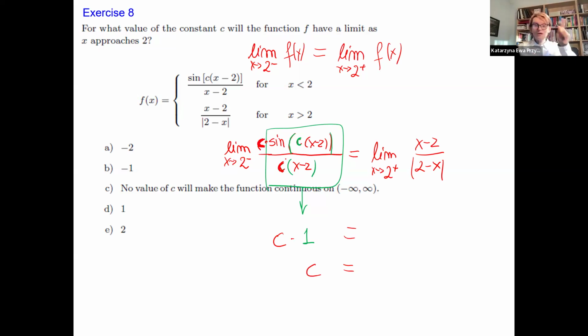Yes. Because we have sine of c times (x minus 2), and I only have x minus 2. I multiply by c, and then I multiply the top and the bottom. Then this is that c. Okay, that's actually nice, because the left-hand side limit is just equal to c. Now, what is the limit on the right-hand side?